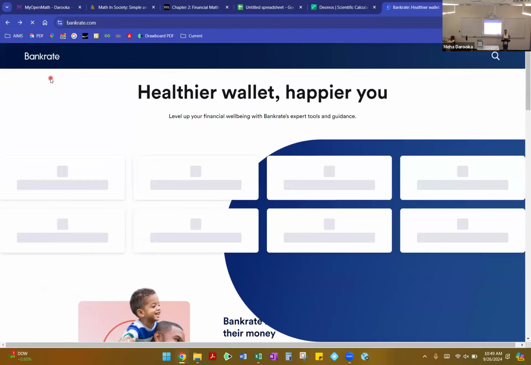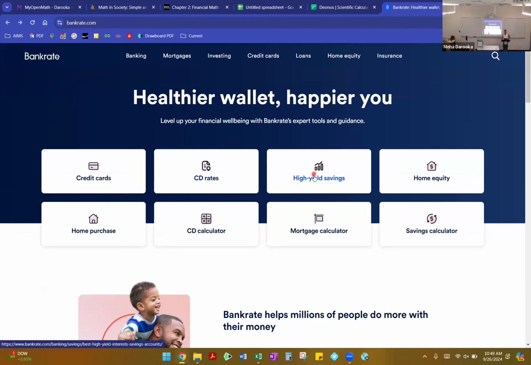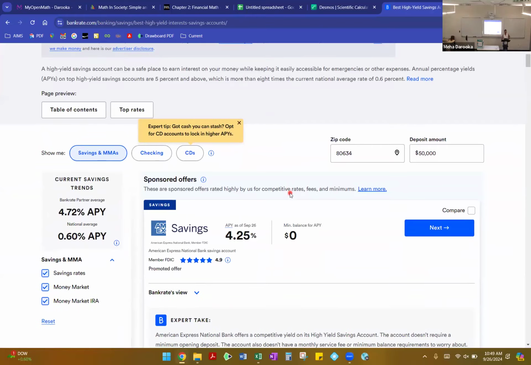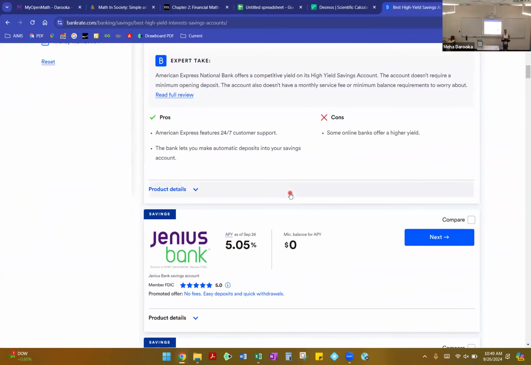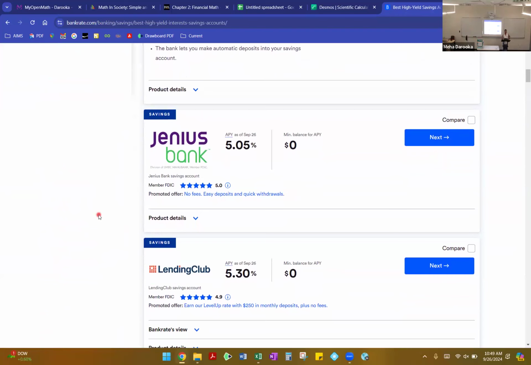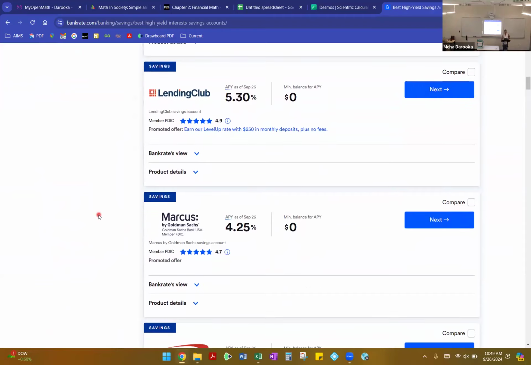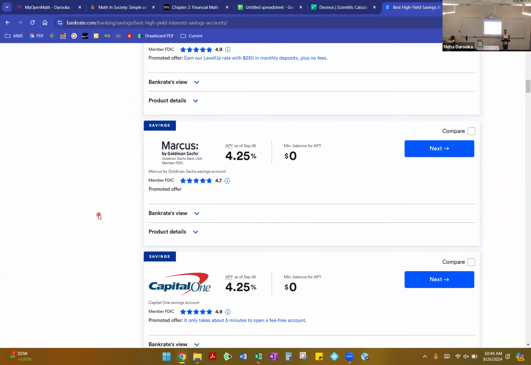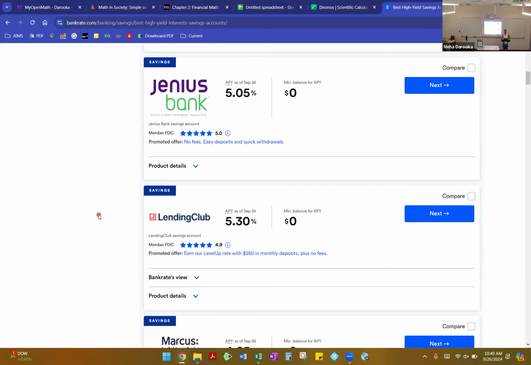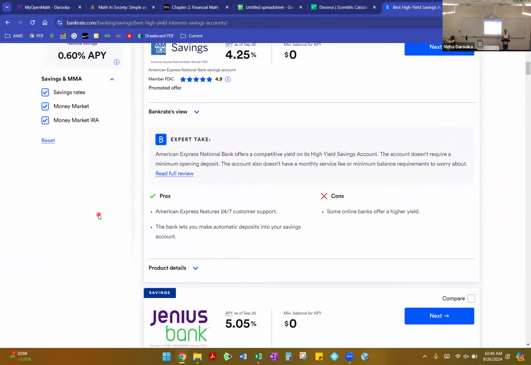Now, going back, you can also see we had the high yield savings account. So let's just see what that APY is looking at right now. And you can see these ones. Oh, apparently Genius Bank is giving us 5.05 APY. Lending Club is at 5.30. So a little bit higher than what we saw with the CDs, right? And the way I understand about these high yield savings accounts is basically they are not physical banks, but they are associated with physical banks.